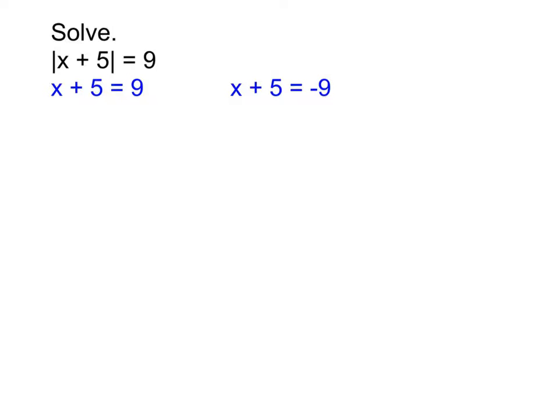Then we have two equations. We can actually solve them from there. So we can go ahead and subtract 5 from both sides. And so when we do so, we can then see here in this example that x equals 4 and x equals negative 14.